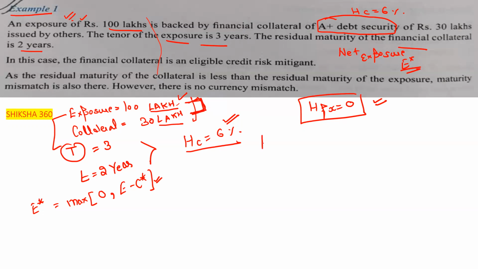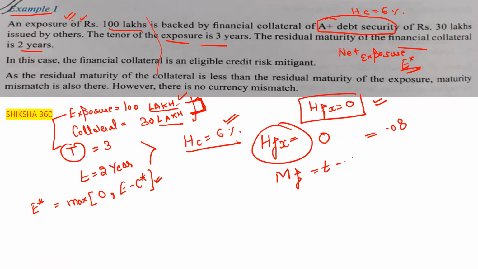What you have to calculate in the examination: HFX you also do not need to calculate. If the currencies are the same, it is 0. Otherwise, it is 0.08. Just basically what you have to calculate in the examination is MF, the maturity factor, that is T minus 0.25. Here small t is of the collateral, and capital T is of the exposure. This is also of the tenure, and this is MF.